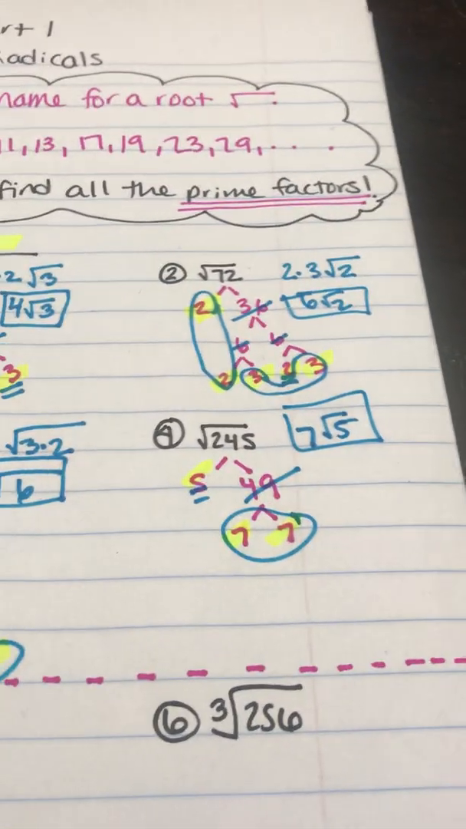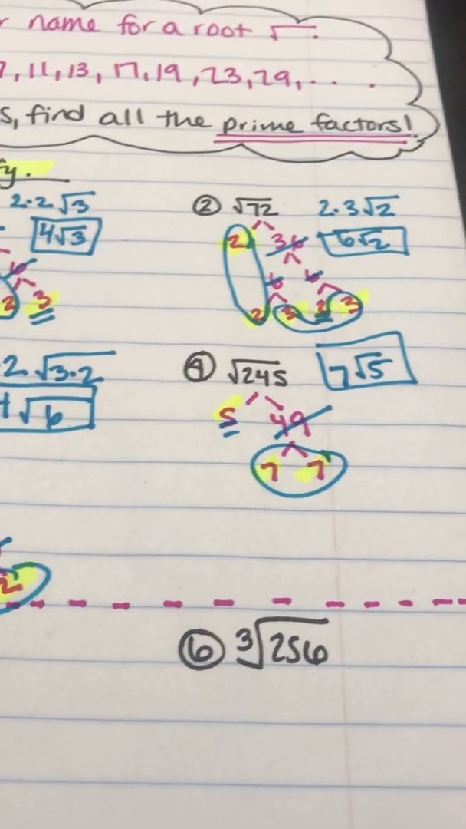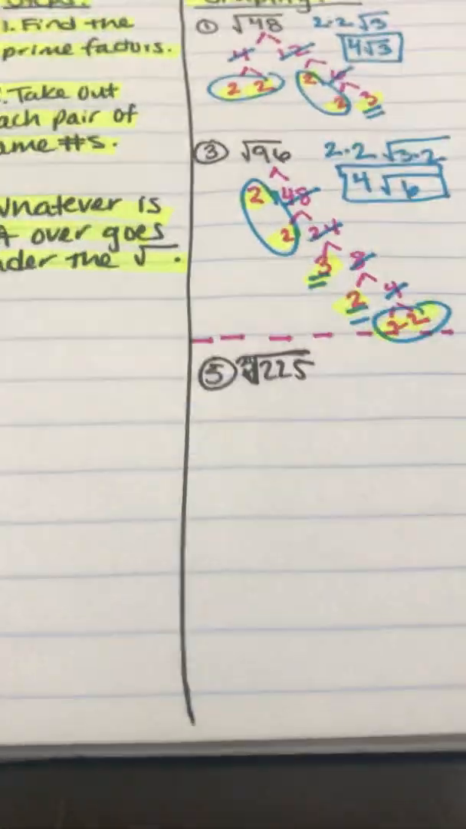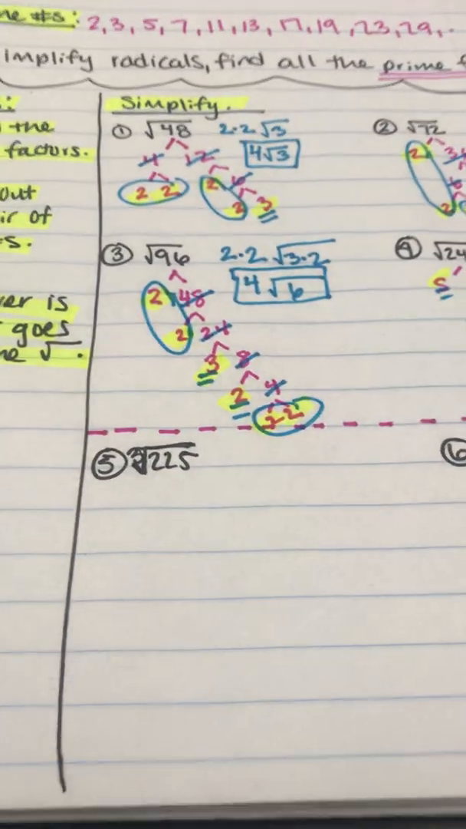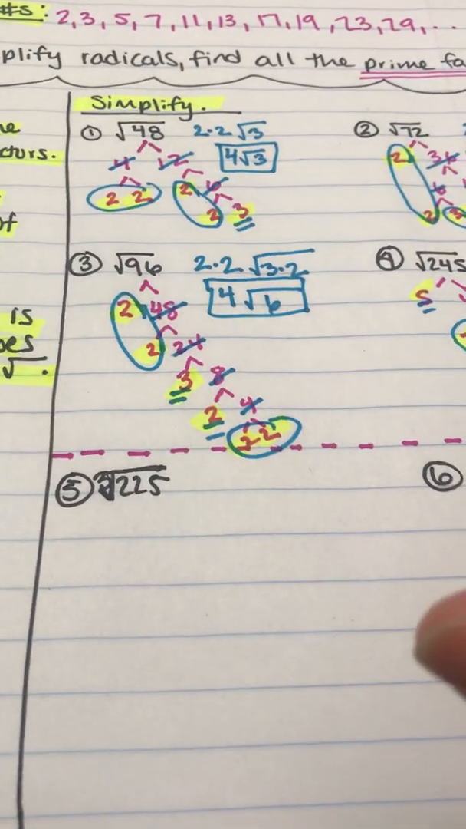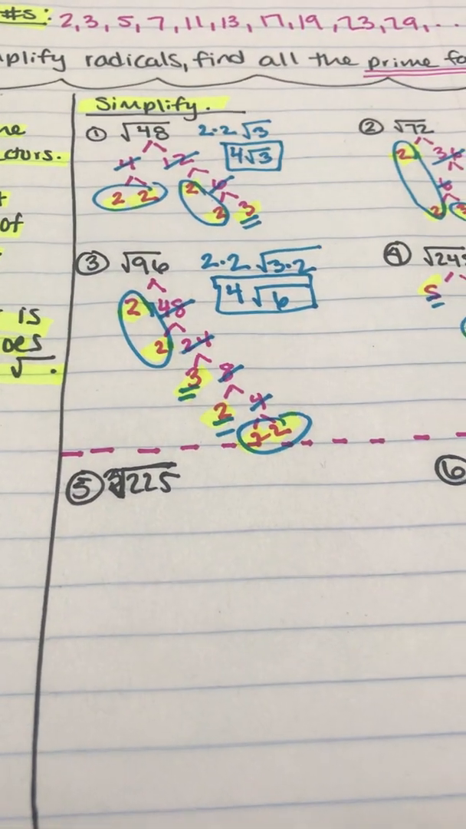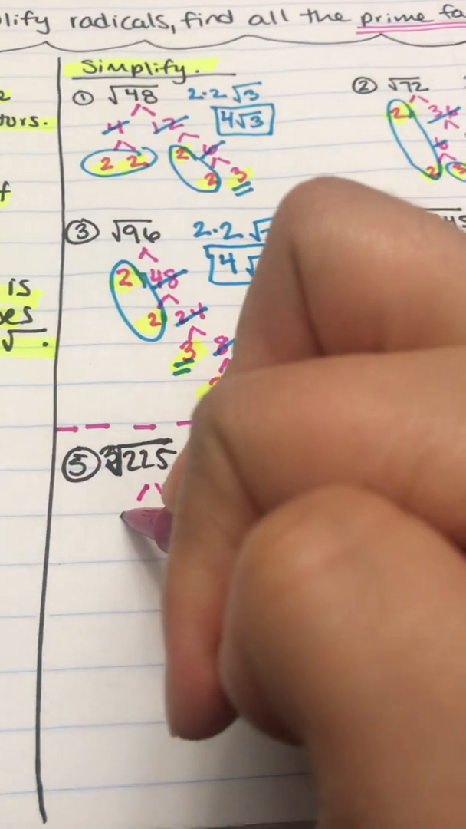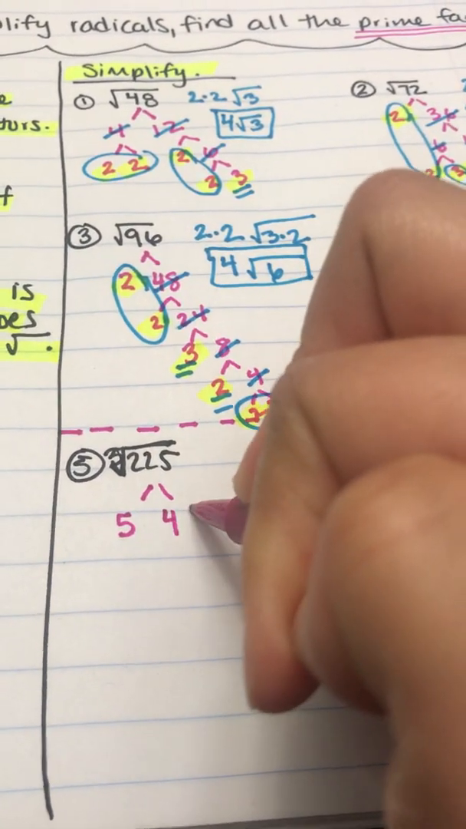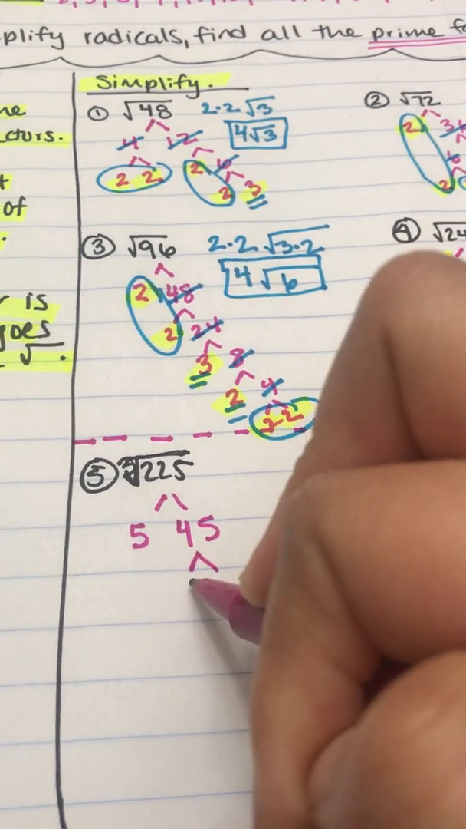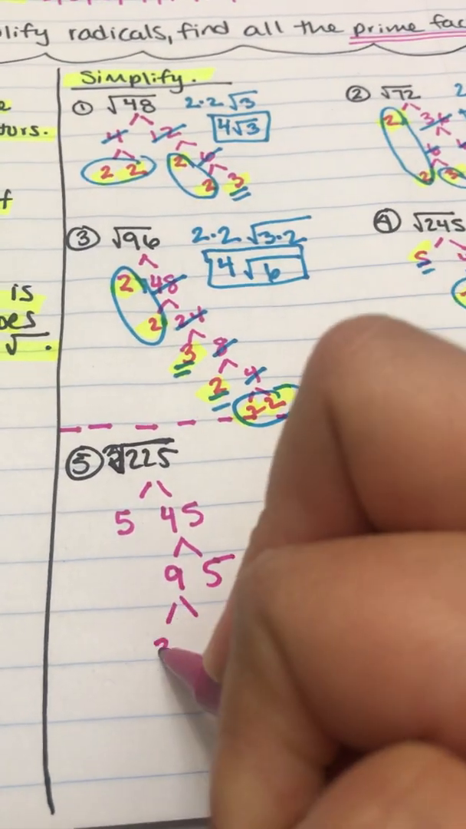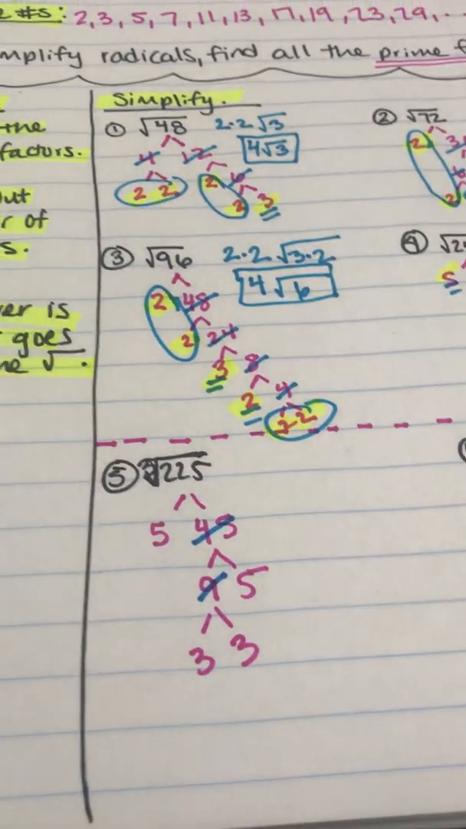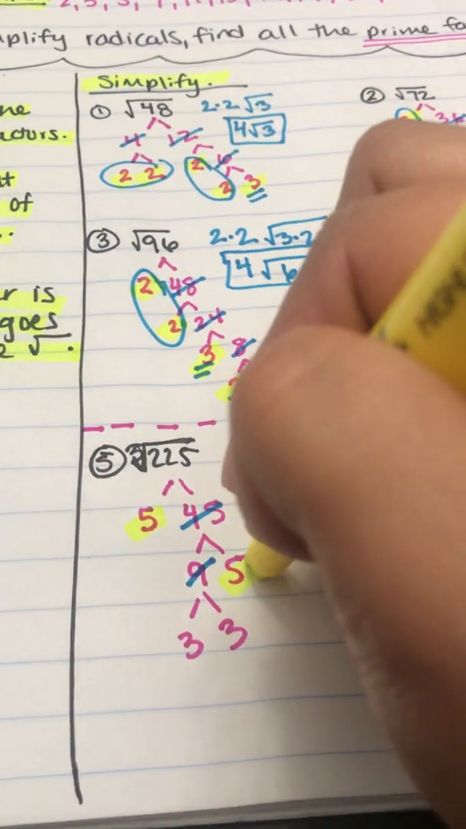Now, this method works even when they're not square roots. So you can do it for cube roots, fourth roots, fifth roots, etc. So let's look at a few that are cube roots where it has a little 3. So I'm going to start it the same way. It's just we're not going to look for pairs. We're going to look for triples. But for 225, I see it ends in a 5. So this one's actually 5 times 45. 45 is 9 times 5. And 9 is 3 times 3. So once you've made your little factor tree, remember you're only going to look at your prime numbers.